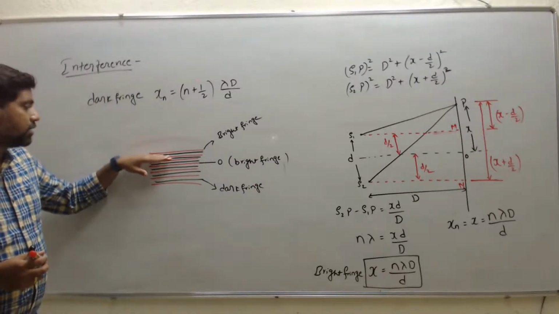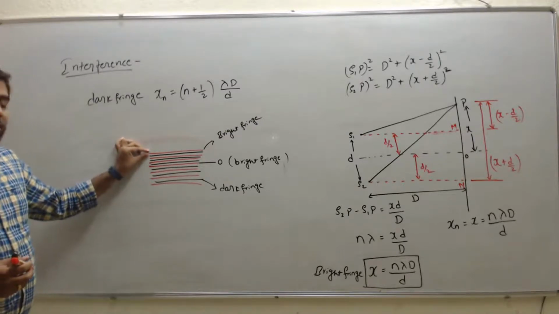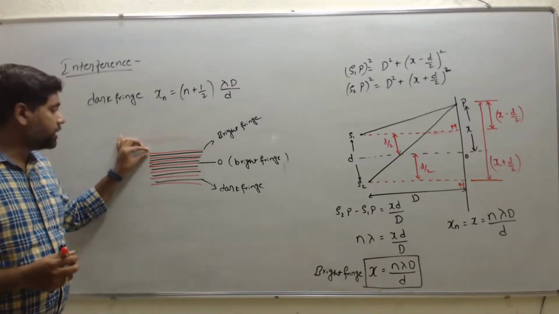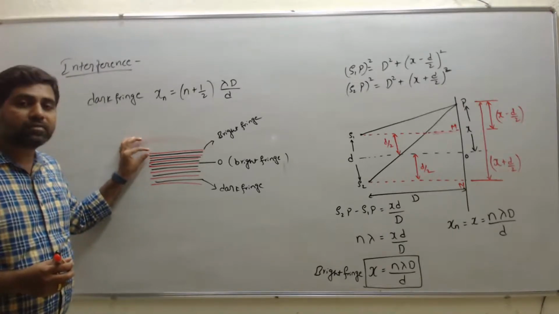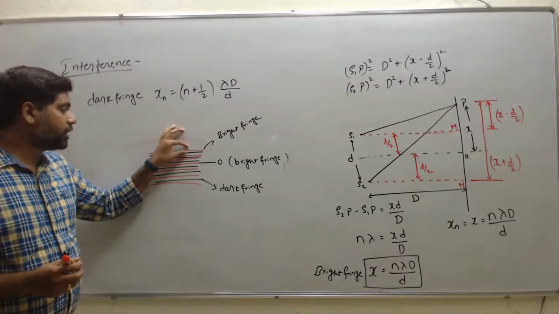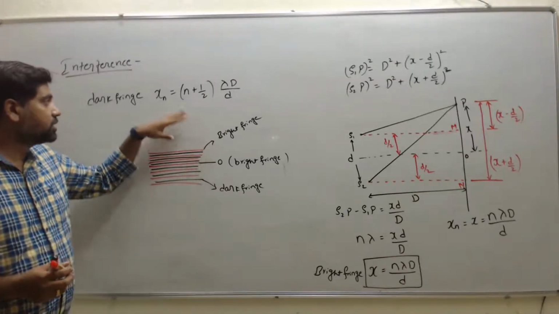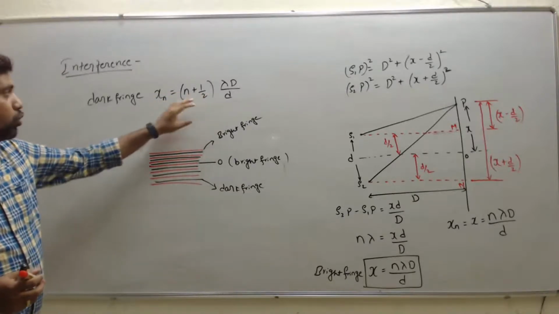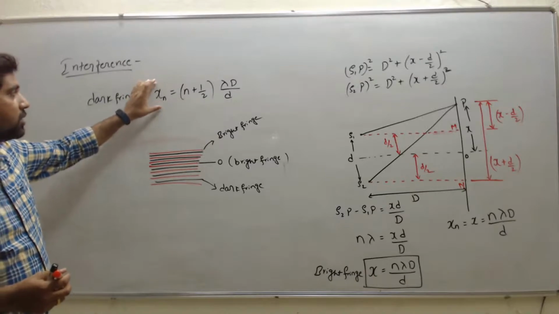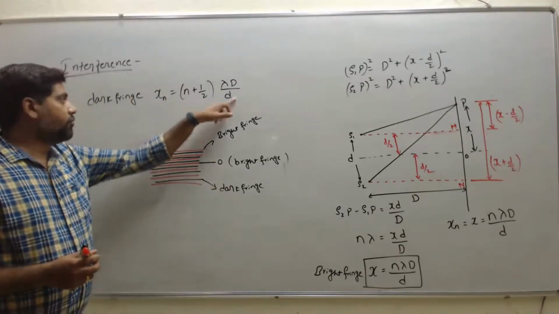So one is bright, another dark, bright, dark, and bright, dark. The width, that is the thickness, of each fringe is the same, for bright fringes and also for dark fringes. So when it is dark, the condition is xn equals (n plus 1 by 2). So xn is the distance from the center, that is from O, where we get the dark fringe.